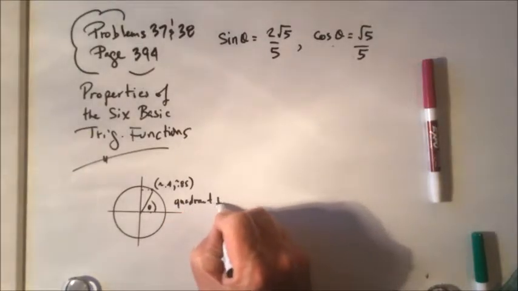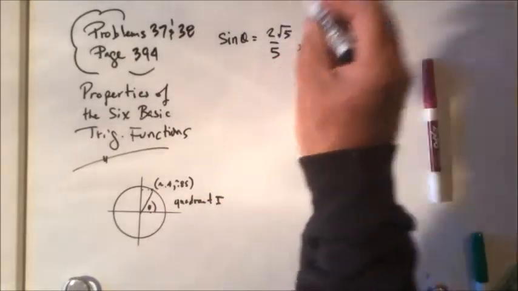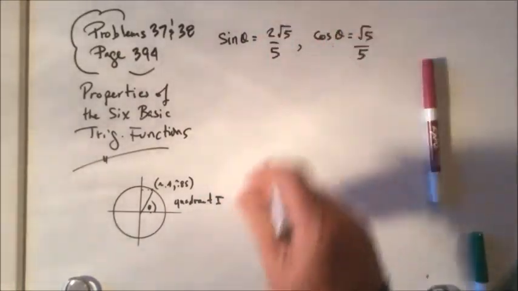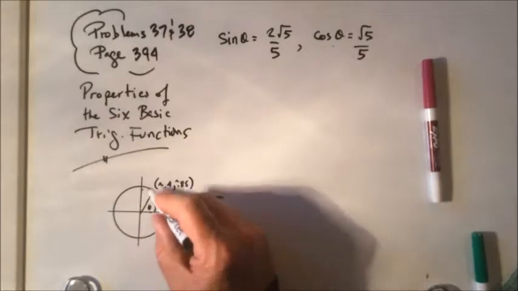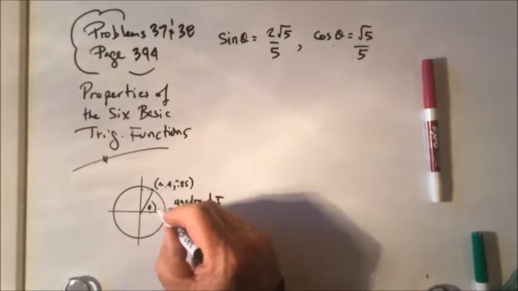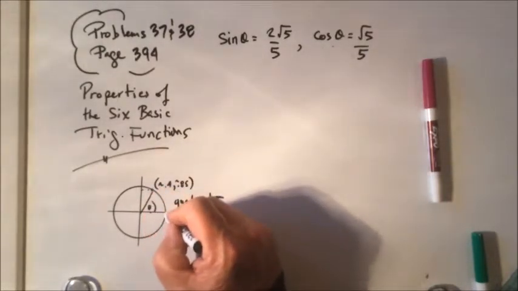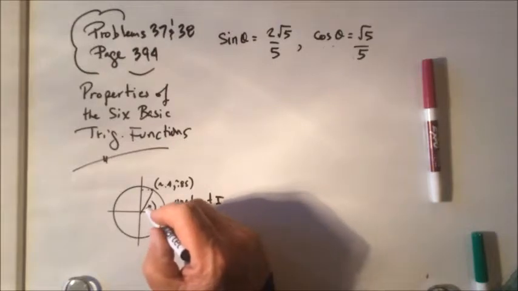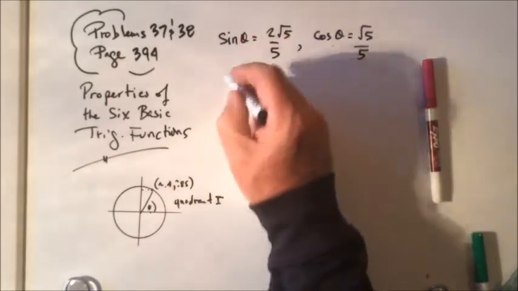Now, I didn't really need to do that. I could have just noted that this sign is positive and this sign is positive. And quadrant 1 is the only quadrant in which the sine is always positive and the cosine is always positive. All right, with that, let's just write down the other values.